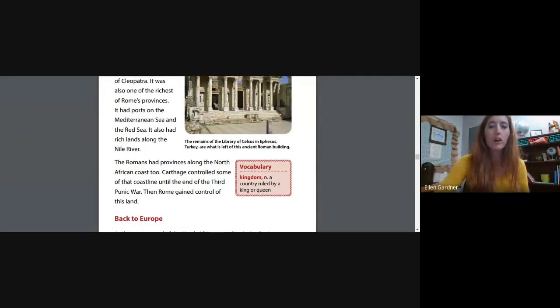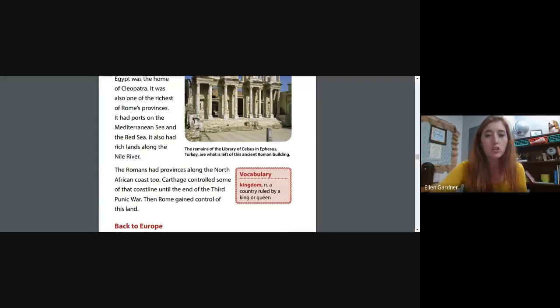Now, the Romans had provinces along the North African coast too. Carthage controlled some of that coastline until the end of the Third Punic War, and then Rome gained control of all of that land. So it wasn't multiple wars that they had to win to get all of that land along the coast.